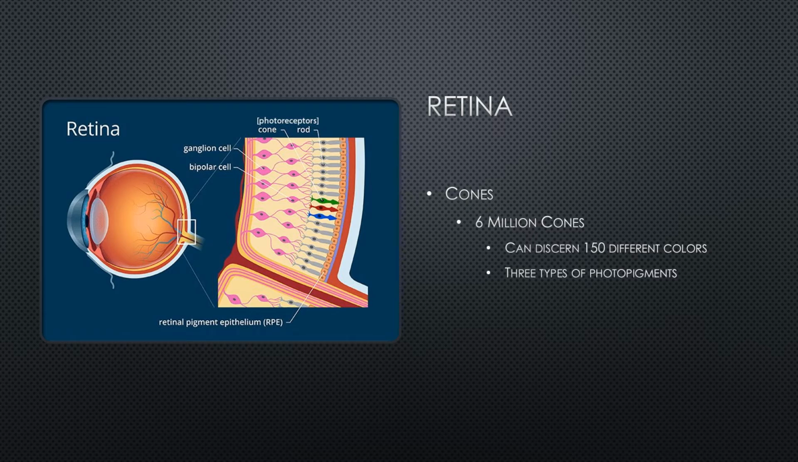The retina is composed of central nervous system tissue. It contains the eye's sensory receptors, called rods and cones. There are roughly 6 million cones in the retina. They function best in brightly lit situations and can discern 150 different colors. There are 3 types of photopigments, one each for red, green, and blue. Damage to the macula and fovea directly results in loss of color in central vision because this is where the cones are densest in the eye.